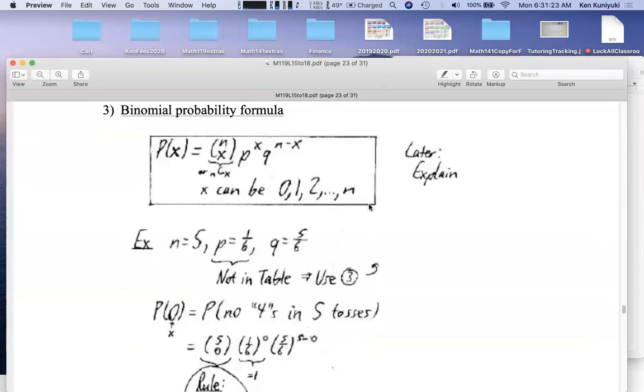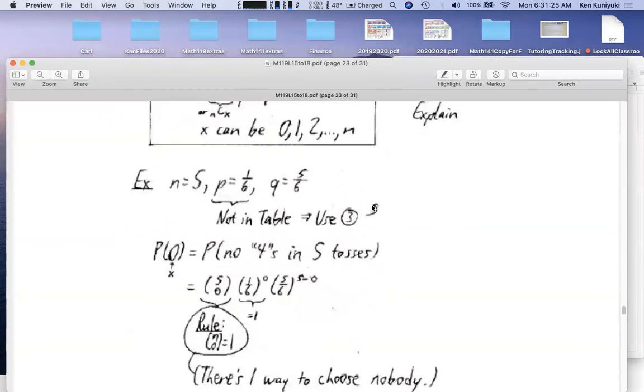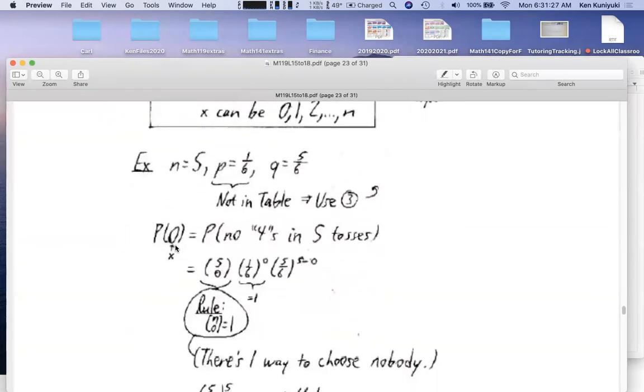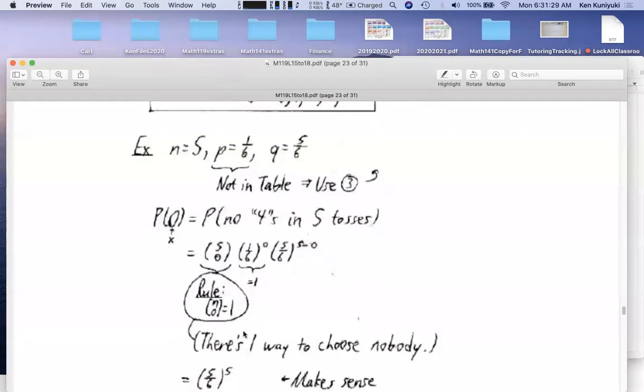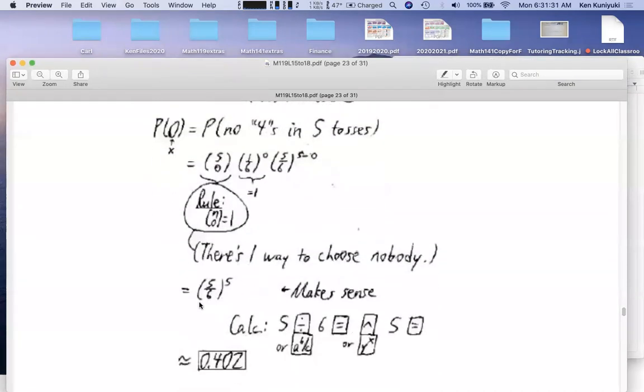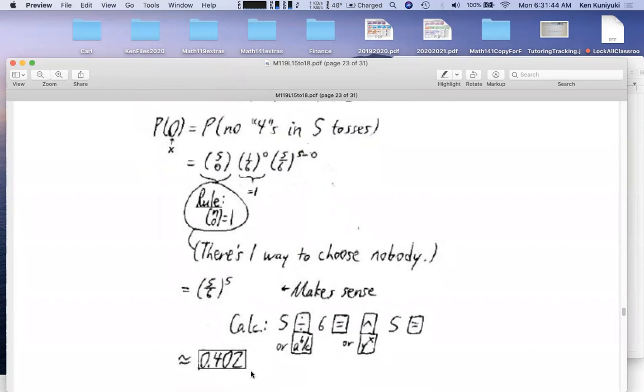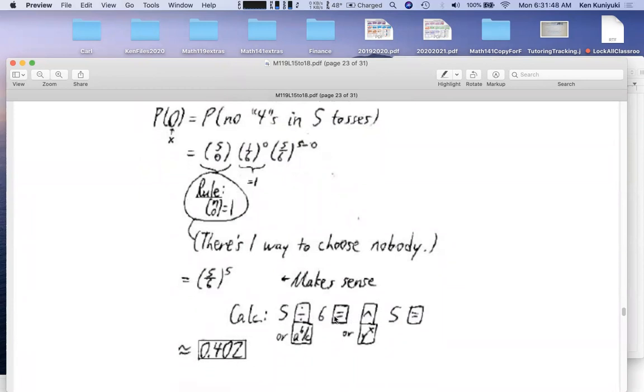Okay, so you can make these computations. Probability of 0 correct. That's the probability of getting all 5 wrong. It makes sense that it's 5/6 to the 5th. The probability of getting each question wrong is 5/6. Multiply 5 copies of this by independence, and you get about 40%, 0.402. Remember, on your calculator, make sure you process 5 divided by 6 first before raising to the 5th power.